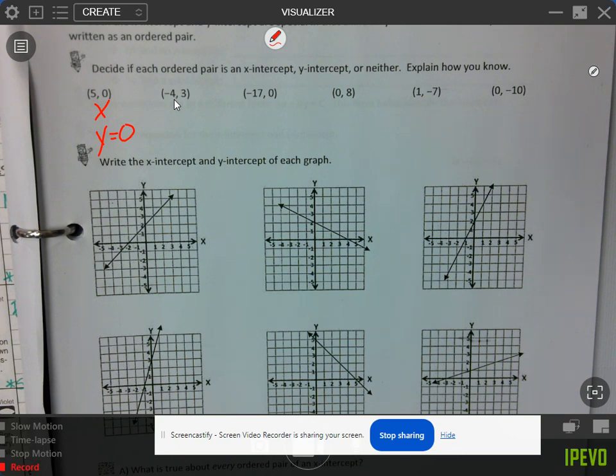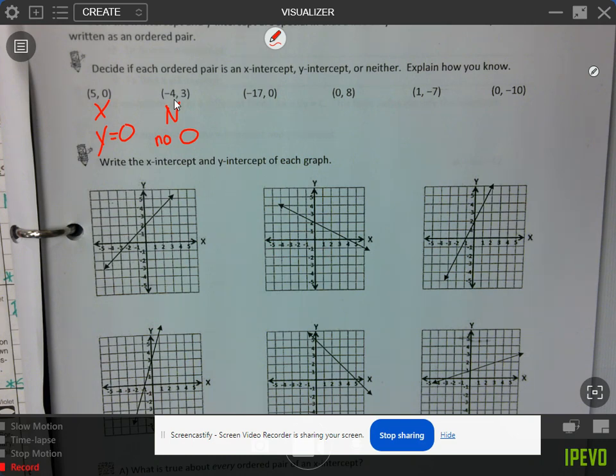-4, 3. What do you think, Claire? Should be either because either has a 0. Neither. No 0. We'll look at our next one. -17, 0. X-intercept, y-intercept, or neither. What do you think, Lauren?